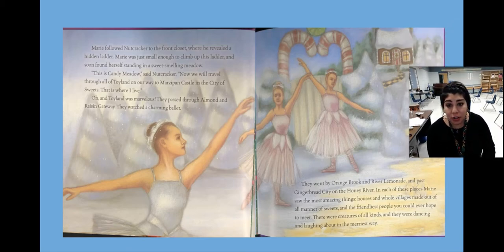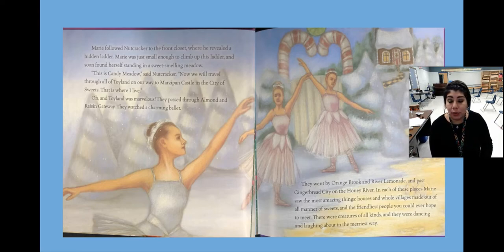Marie followed Nutcracker to the front closet, where he revealed a hidden ladder. Marie was just small enough to climb up the ladder and soon found herself standing in a sweet-smelling meadow. "This is Candy Meadow," said Nutcracker. "Now we will travel through all of Toyland on our way to Marzipan Castle in the City of Sweets. This is where I live."